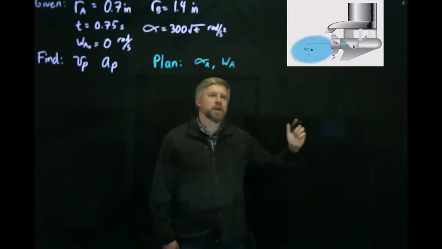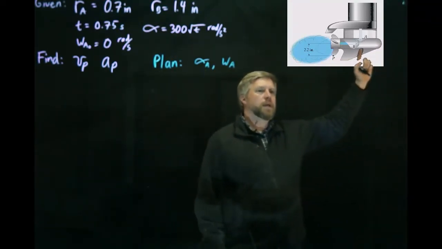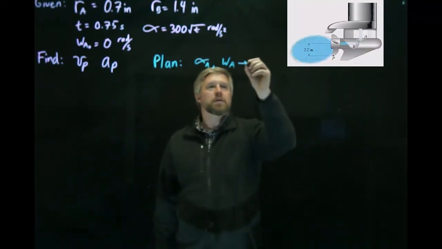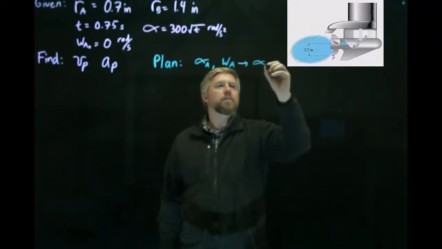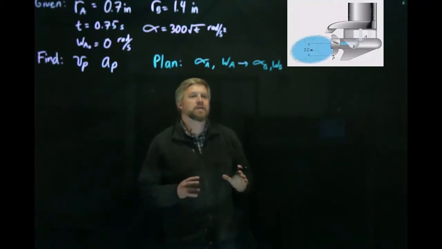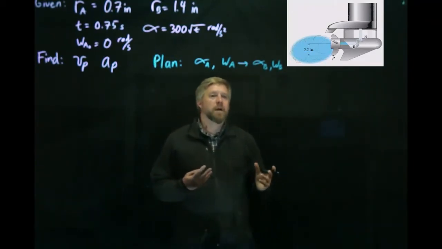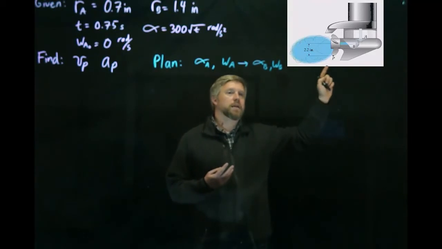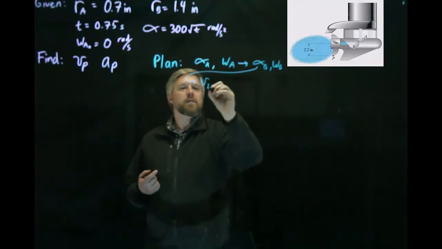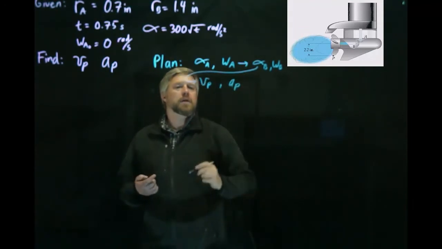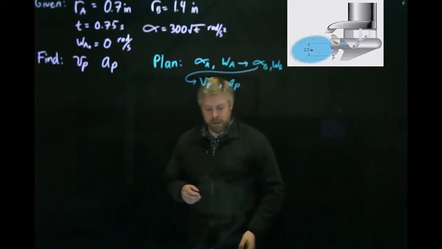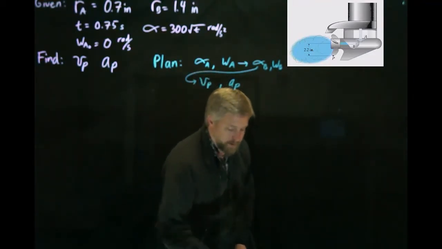And then with that information, we know that A is meshed with B. So we're going to have to use the geometry of A and B. From these, we're going to go to alpha_B and omega_B. But that's still not the answer that we want. We're not looking for alpha and omega B. What we're really looking for is the velocity on the tip. From alpha_B and omega_B, we're going to go to the velocity of P and the acceleration. So that's just a really rough plan on what we plan on doing for this problem. So let's go ahead and focus on getting started with A.